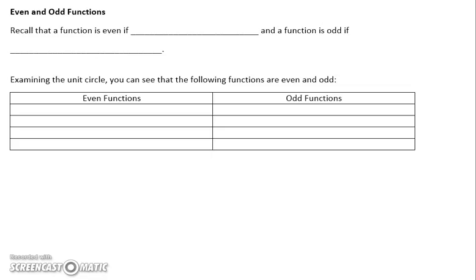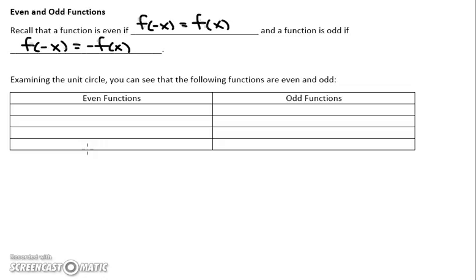Now we can also think about even and odd functions. So recall that if a function is even, we know that f of negative x is going to equal f of x. And a function is odd if f of negative x is equal to negative f of x. So looking at your unit circle, looking at the values for sine and cosine, you can kind of look and see which of these values, sine, cosine, tangent, secant, cosecant, cotangent, are going to be even and which ones are going to be odd.